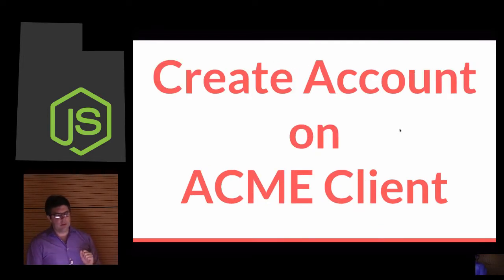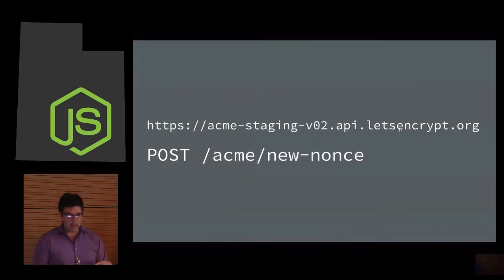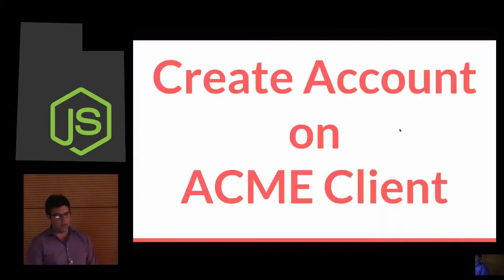So this is what it looks like to create an account on an ACME client. So that's the Let's Encrypt account, or the ACME account. First thing is you have to get a nonce. And whatever flow you're doing with Let's Encrypt, you always start by getting a nonce, which is to mitigate replay attacks. And what that looks like is this. So you'll recognize this URL from right in here, new nonce, and you can see that it's basically the API URL /acme/new-nonce. So that's what we're looking at there.